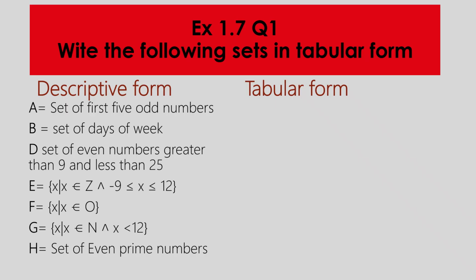Now think about the first 5 odd numbers, and everyone knows how we can write them. We can write them like this. Now we have written them in the roster form or tabular form. They are the first 5 odd numbers.